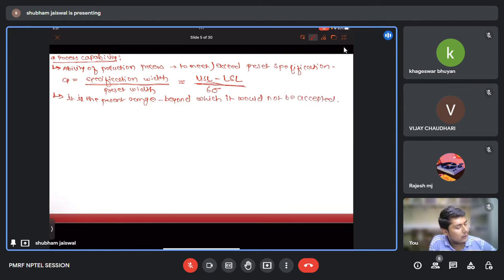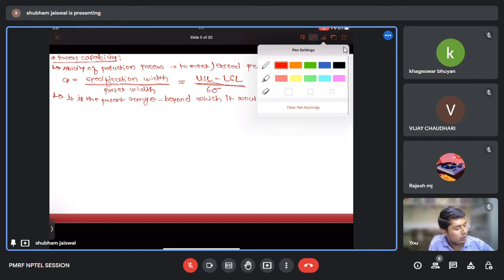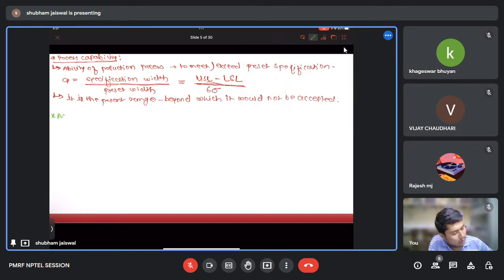After process capability, we saw a new term, the third most important parameter in statistical process control, that is acceptance sampling. So what is acceptance sampling? It is the term used to select the samples out of our given population to do the inspection and or to do the quality control. We select the samples from our given lot, and then define whether the lot needs to be accepted or rejected.